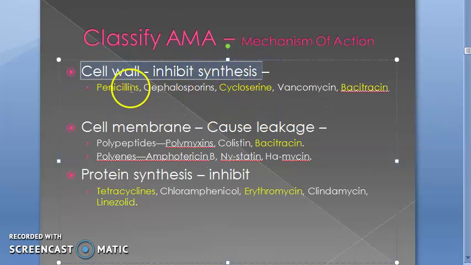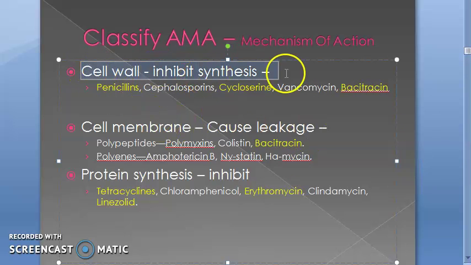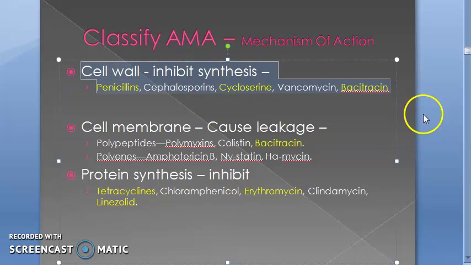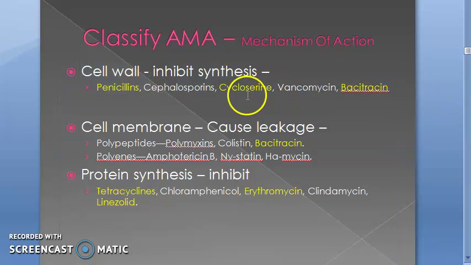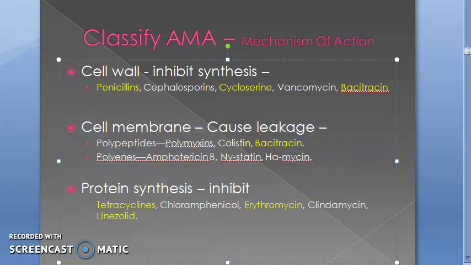Cell wall synthesis is inhibited by penicillin, bacitracin, cycloserine. So the bacteria's cell wall itself is gone means what? Bacteria cannot protect itself, right? So the main thing is cell wall synthesis is inhibited by penicillin, cycloserine, bacitracin. Cell membrane leakage: these will cause leakage in the cell membrane, example bacitracin. Then you have these tetracyclines, chloramphenicol, linezolid. These are all bacteriostatic if you remember. They will inhibit the synthesis of protein in the bacteria.